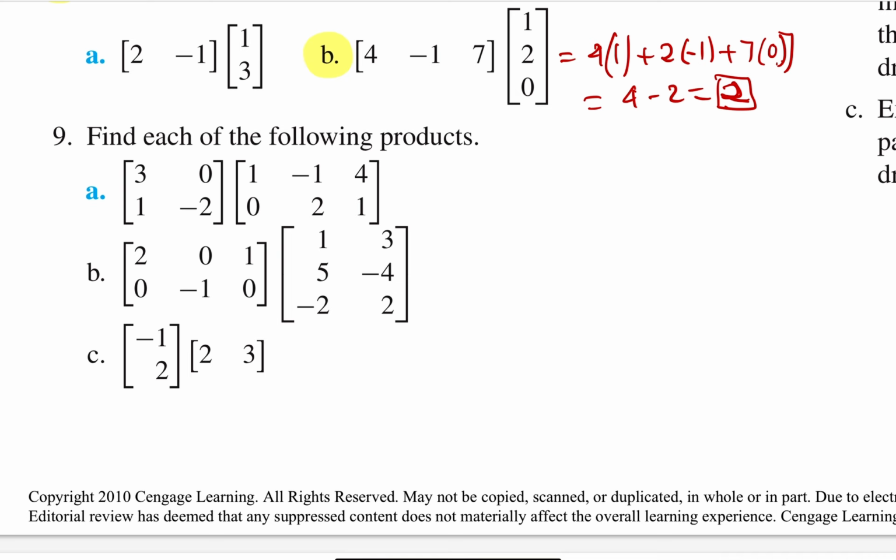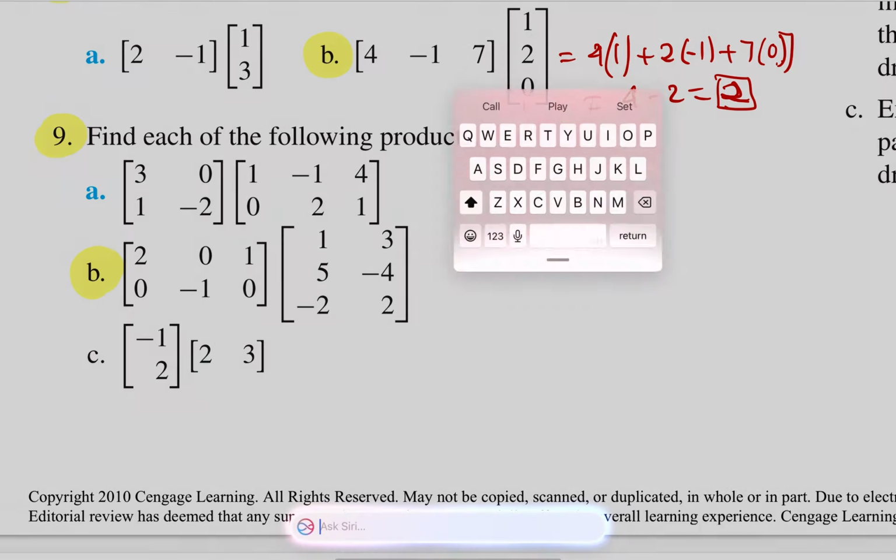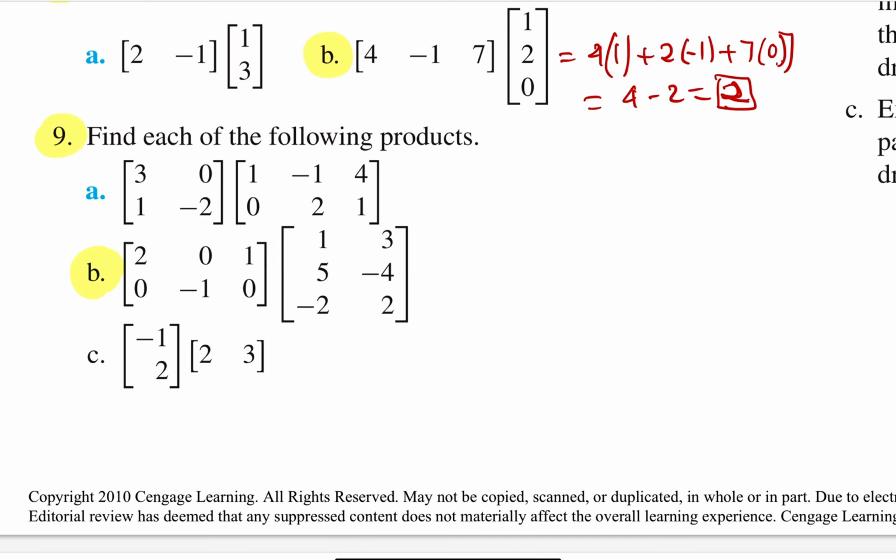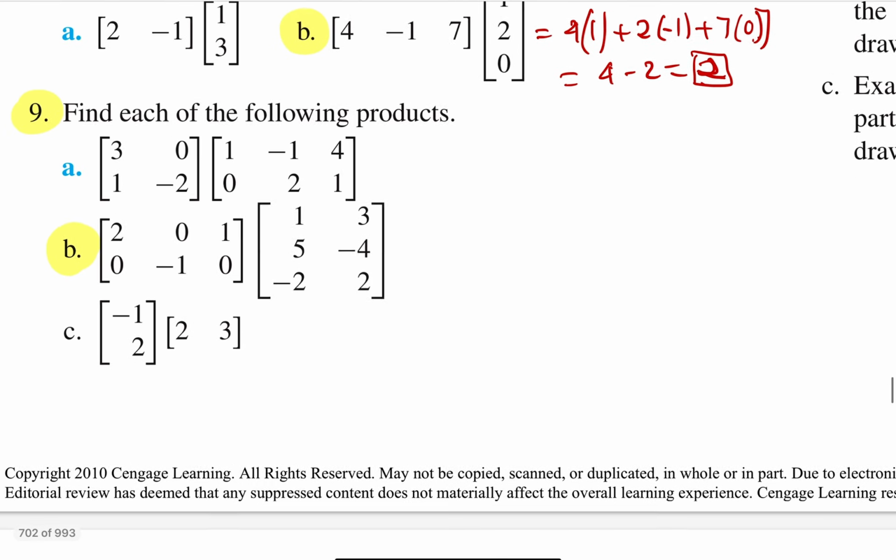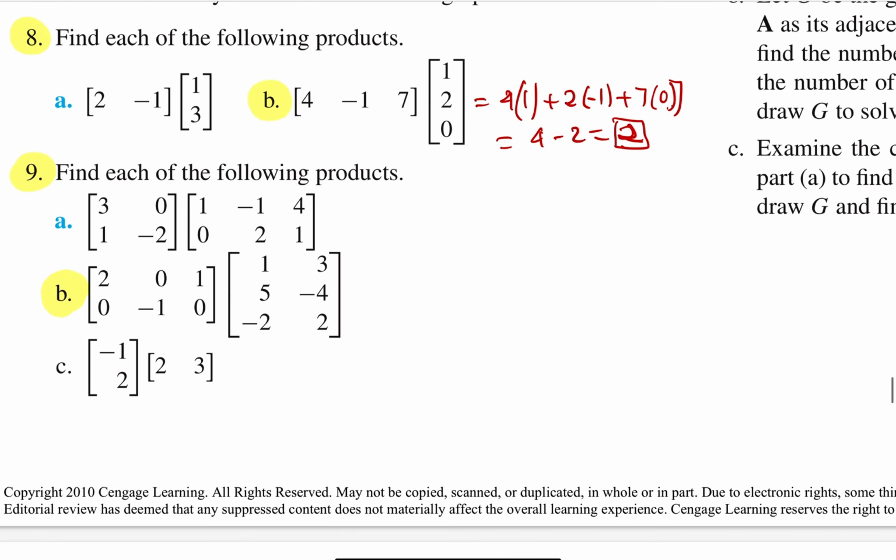And the next one, so when they ask you to find, okay, let's do 1 or 2. Let's do the B. So the question is, for each following product, find this one. Find each of the products. So you have the two matrices and you take the product. So the product for this one is, you take this one times this one.